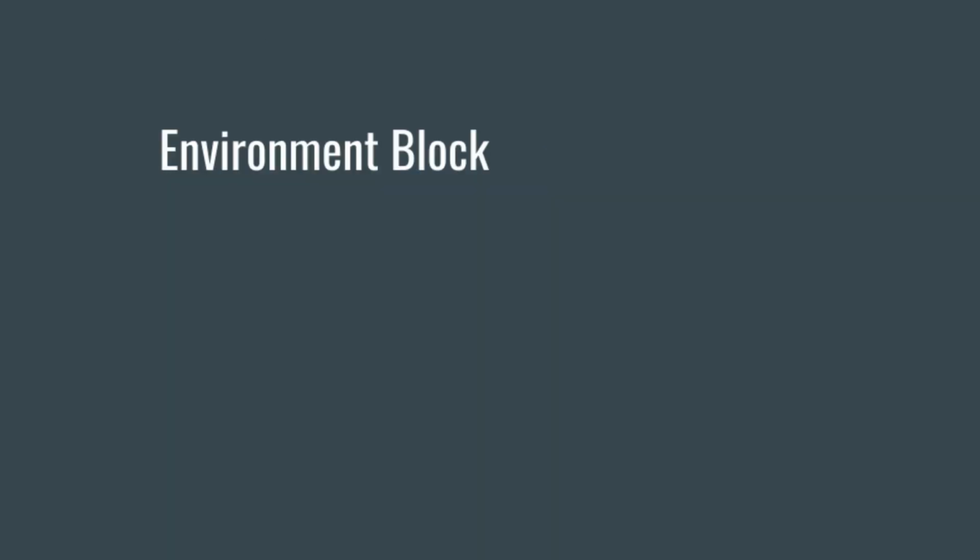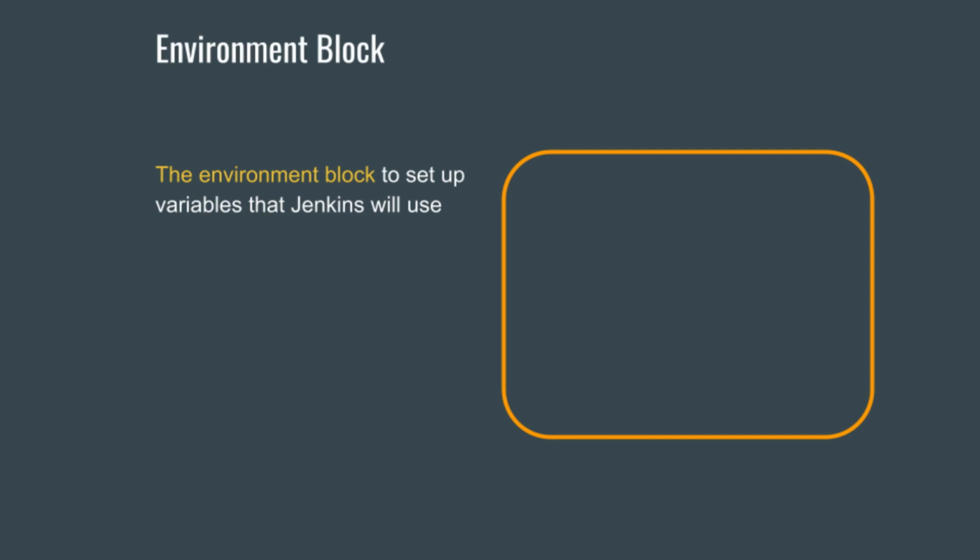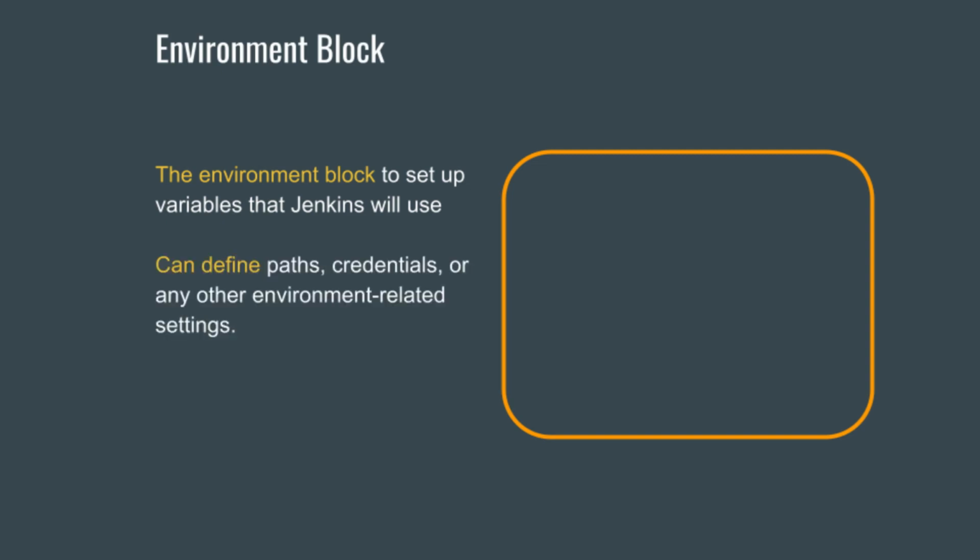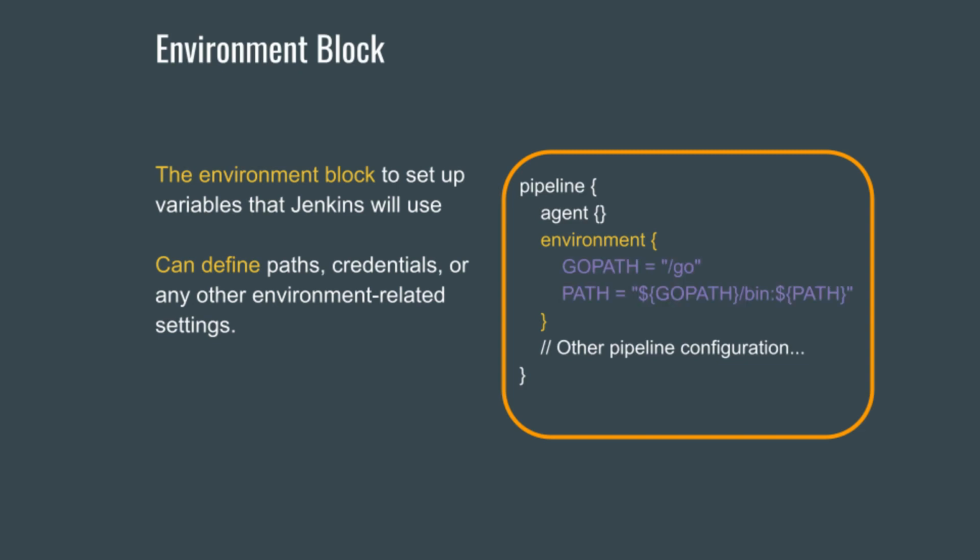Next, environment block. The environment block is used to set up variables that Jenkins will use. You can define path, credentials, or any other environment-related settings.